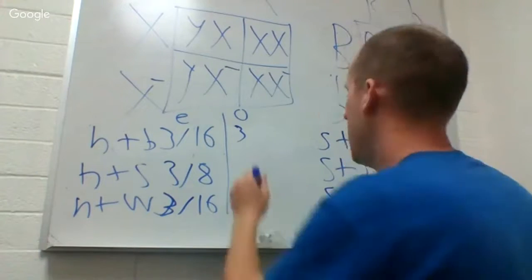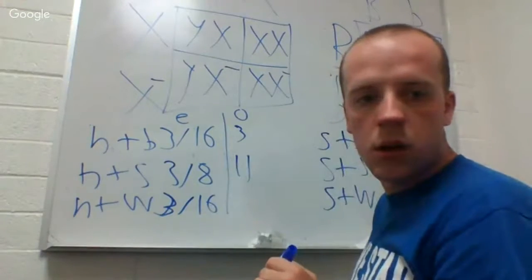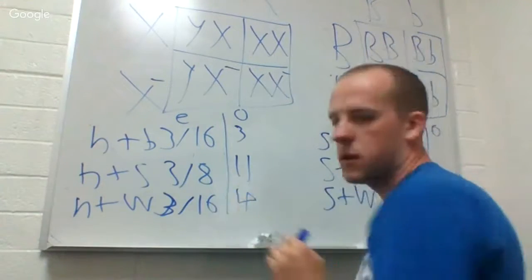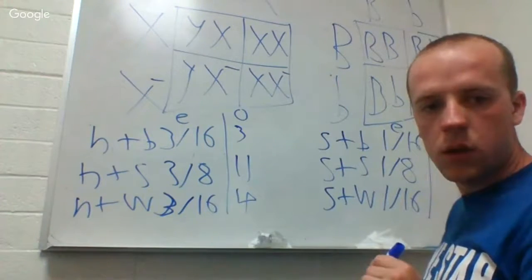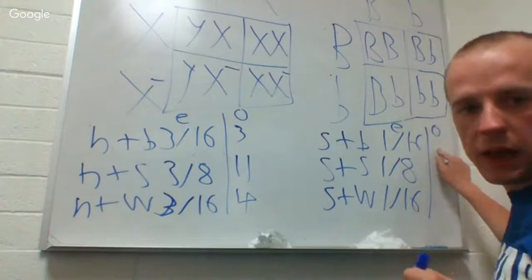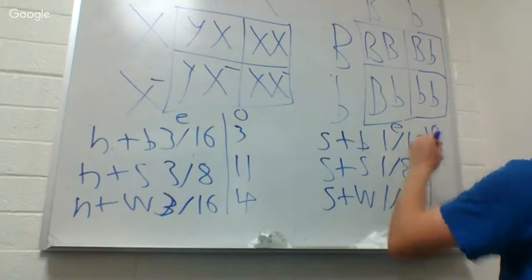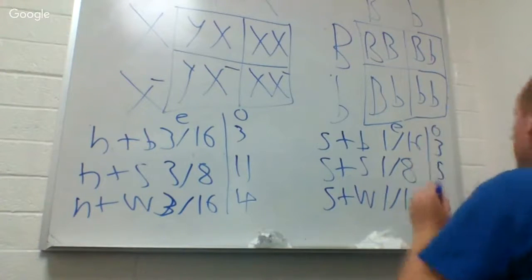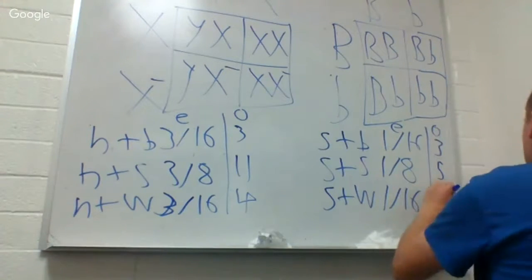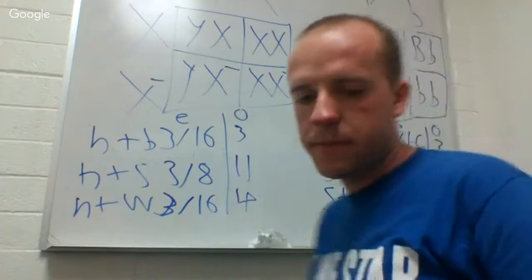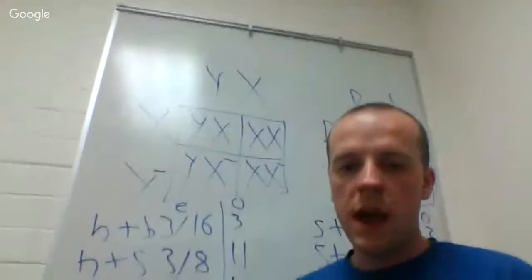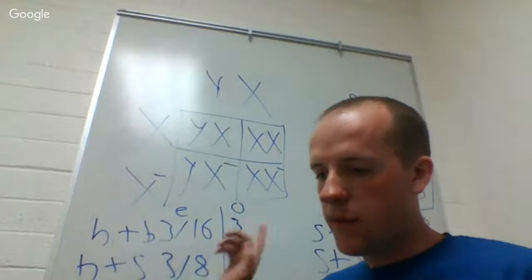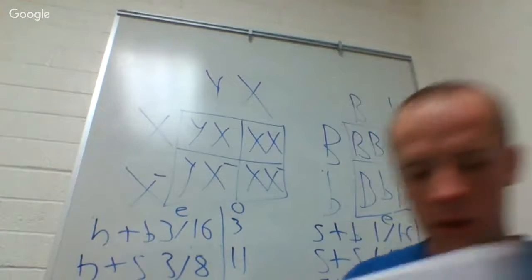Normal and spotted is 11. Normal and white is 4. Shaker and black is 3. Shaker and spotted is 5. And shaker and white is 0. Okay, so now we have our ratios.